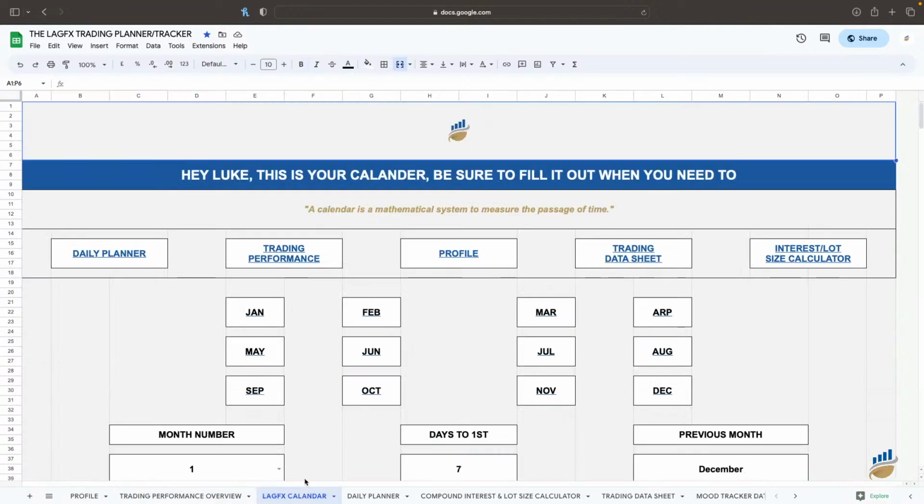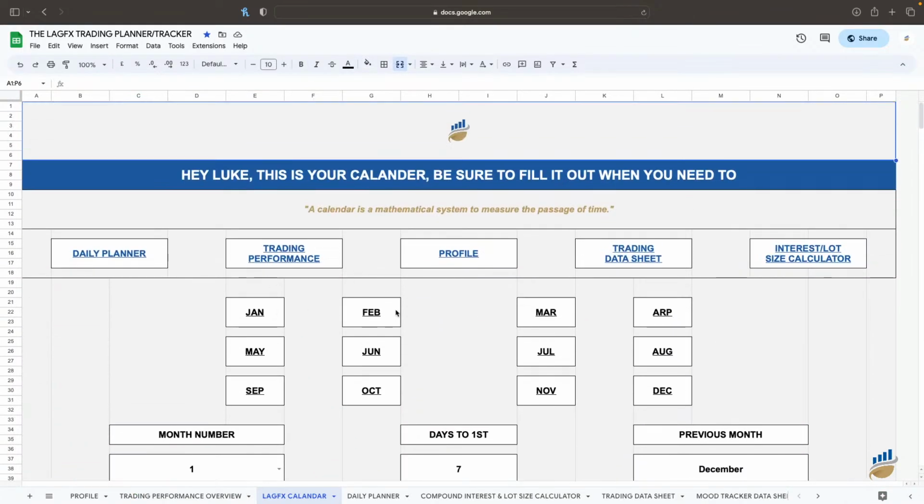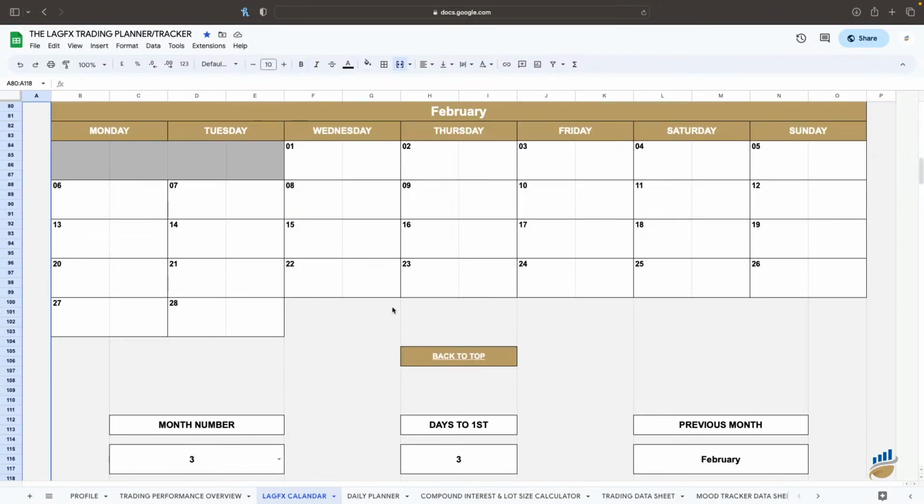So the LAGFX calendar. This calendar is completely functional. So you go to February, it'll take you to February. You can put in anything you want. So today's my birthday.